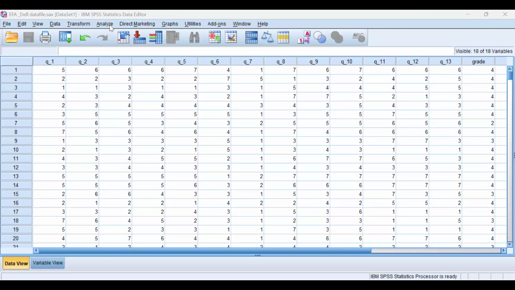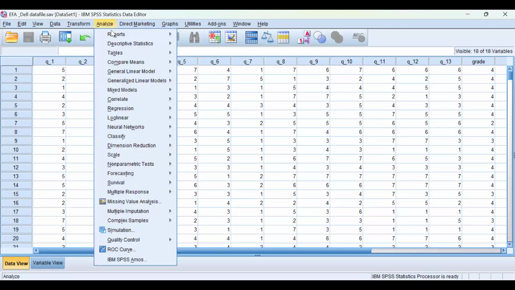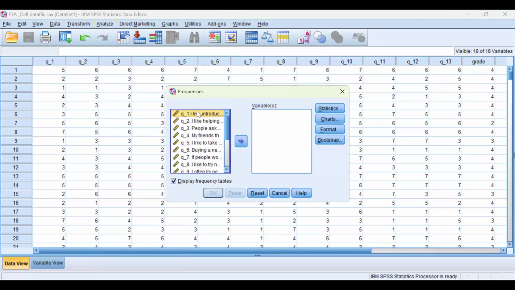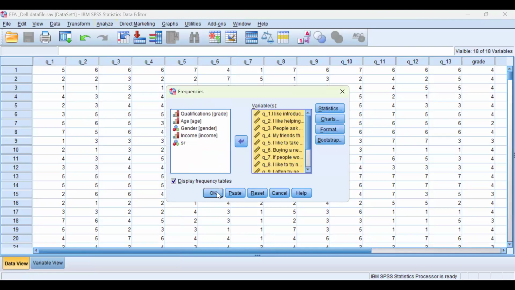So first step, you go to analyze, you go to descriptive statistics, and check if there is any missing value. So you go to frequencies and just take all the items. Only the items which are on the interval or the ratio scale need to be taken, not the nominal scale, right? Take these, and I want only frequency tables. I'm doing this just to check if there are any missing values or not. Okay, so I go to OK.